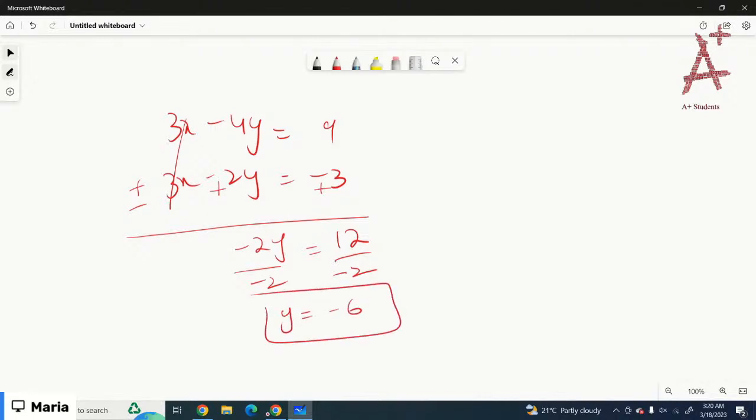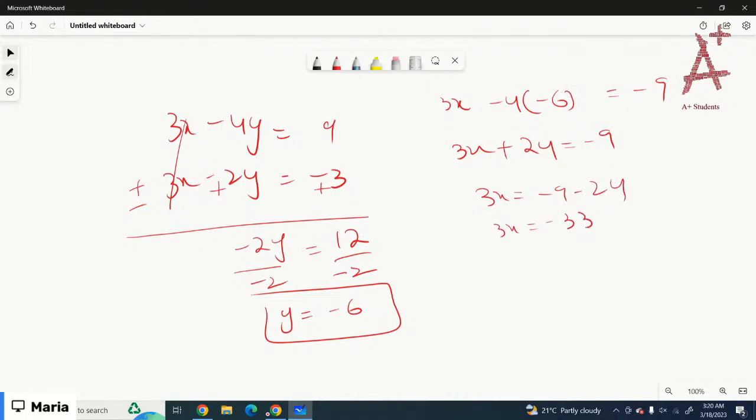Got it? Now you have to substitute y equals negative 6 in any of the equations to calculate the value of x. It would be 3x minus 4 times negative 6 equals 9. It would be 3x plus 24 equals 9. Got it? So move that 24 to the other side. It would be 3x equals 9 minus 24. Divide both sides by 3. It would be x equals negative 5. Got it? So the correct option is x equals negative 5. Got it?